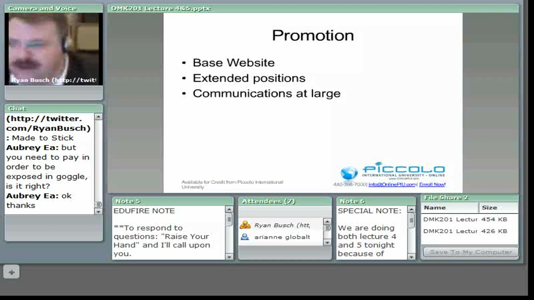So when you're considering that, you want to consider where each of these parts of the whole tie in to one another. How does your base website feed out to extended positions? How do those extended positions tie back to the base website? Communications at large: if I do a YouTube video, how is that going to come back to my base website and send people out to my distribution channels to make a purchase? Important digital elements for the process. Each of these being interconnected really relies on developing a central foundation to the promotion process.